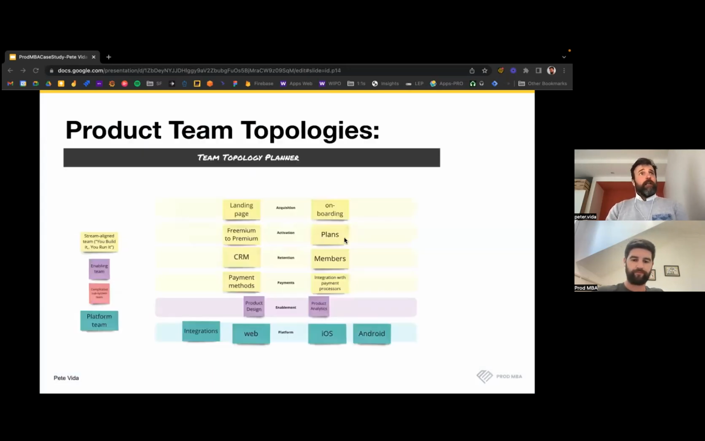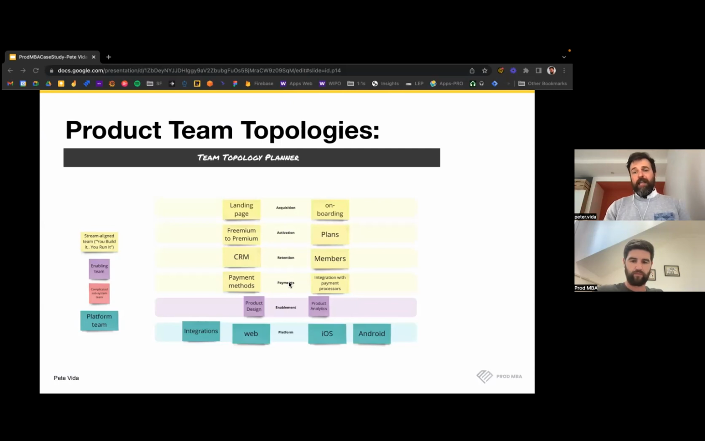And last but not least, we've also thought about the team topology. This is way down the line, but it is an organization structure where different teams own what they build, and they can organize around key metrics and key outcomes of the company, with a minimal level of interference between them. So I would organize the product teams around acquisition, activation, retention, and payments.